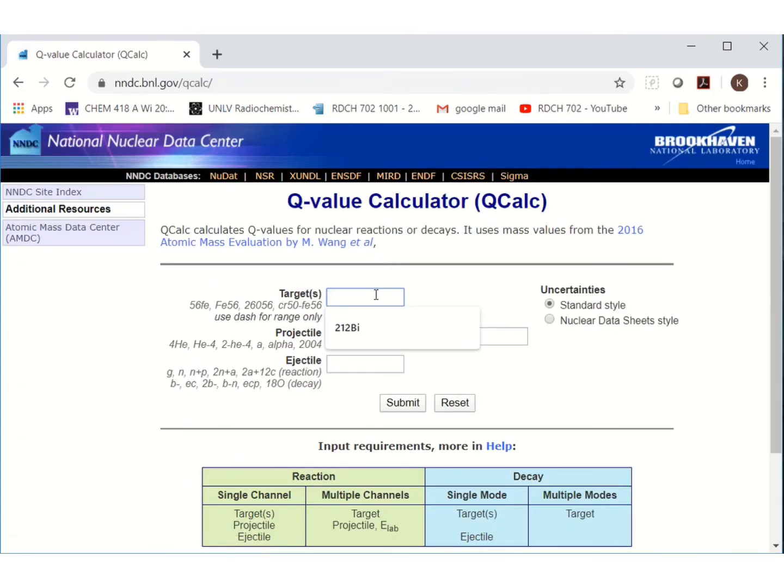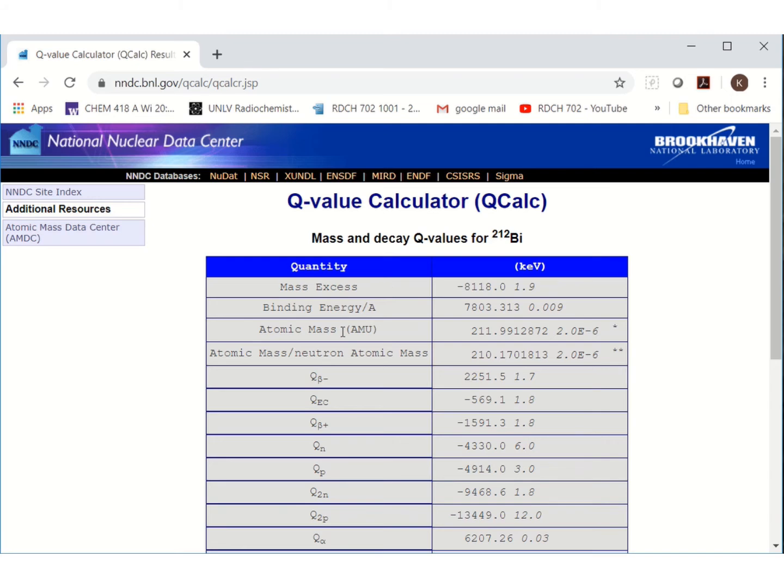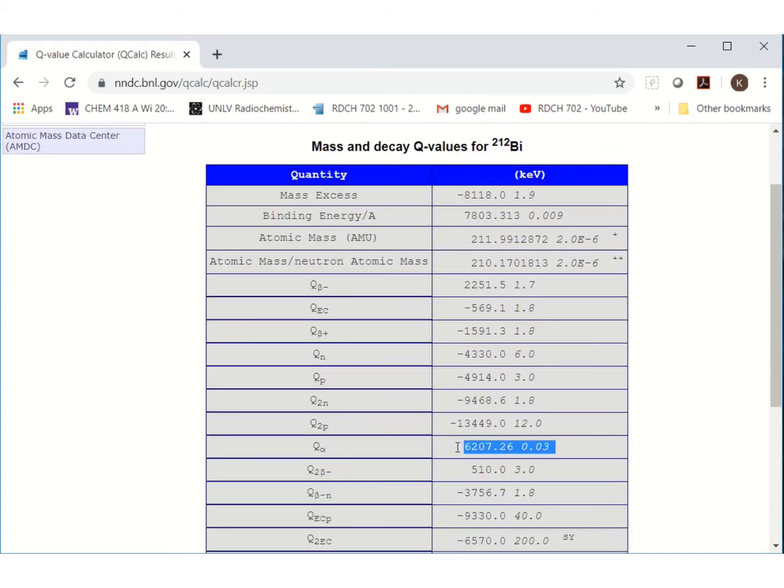We click on that, and I can put in my target. Let's look at bismuth 212. If I just take an isotope and submit it, I will get information: the mass excess, the binding energy, the atomic mass, and the atomic mass divided by the neutron atomic mass, and then the Q values for the different decays. So here's the beta minus decay and electron capture decay, and we see that for bismuth 212, the beta minus decay is positive, and the alpha decay, as shown here, is positive.